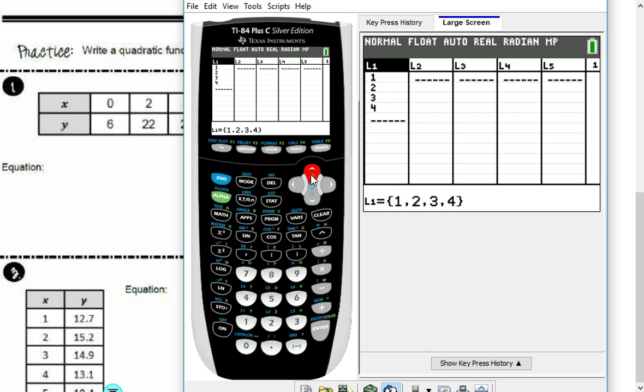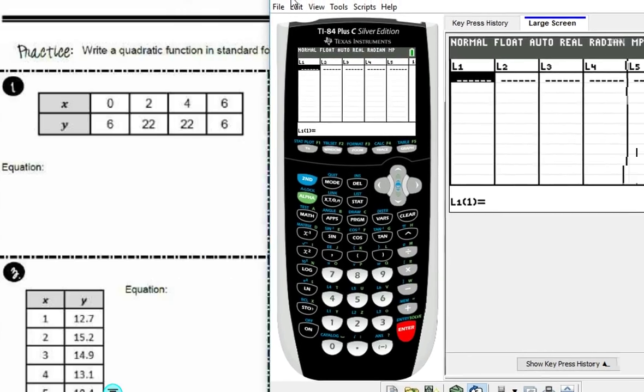If you delete the list, then you're not going to have an L1 and an L2. So do not delete. If you delete, go raise your hand and get your teacher, because we need to be able to input that L1 and L2 back up in there. All right, so let's go ahead and plug in these numbers.